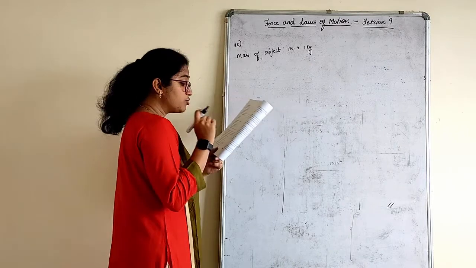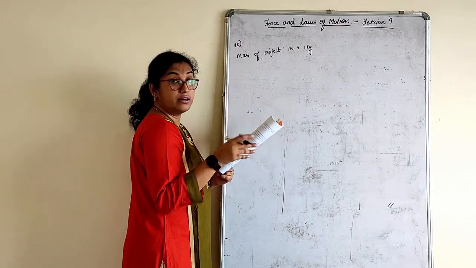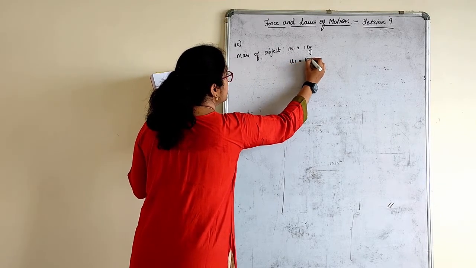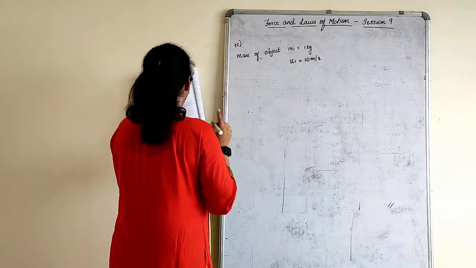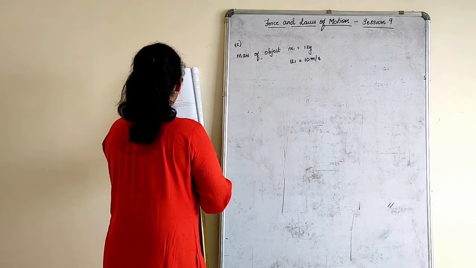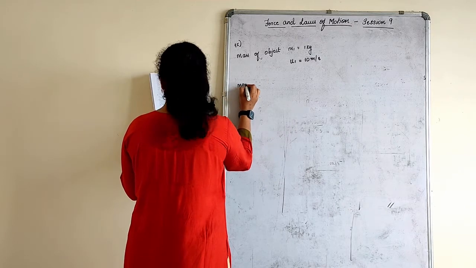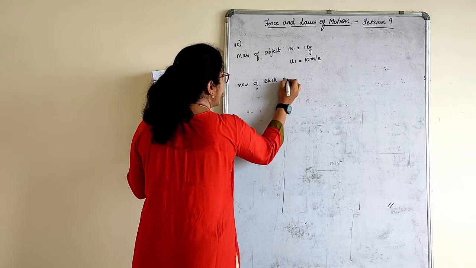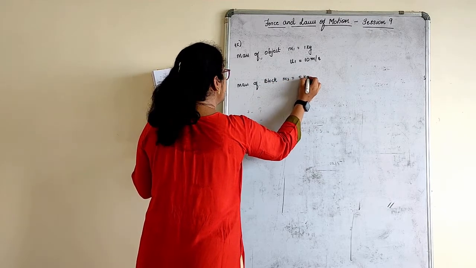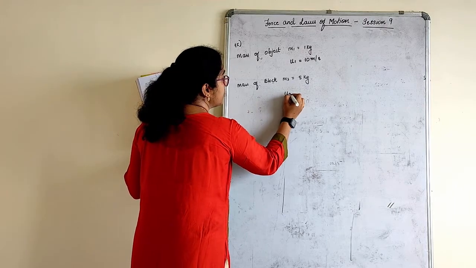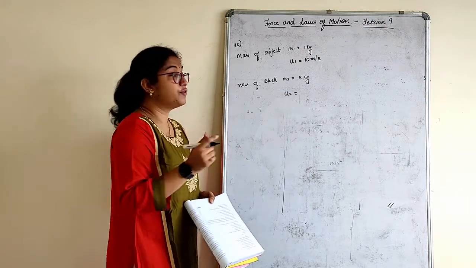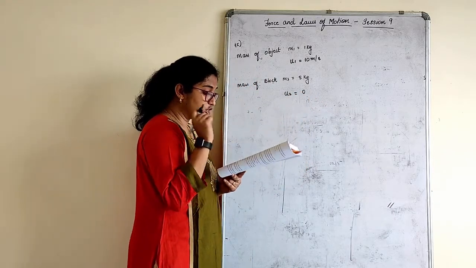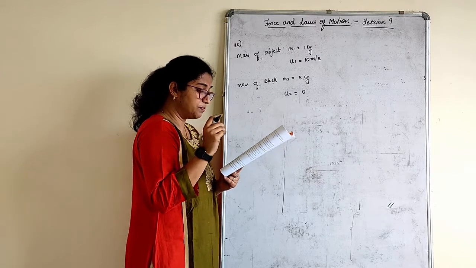Is traveling in a straight line with a velocity of 10 meters per second. So velocity of the object, I'll write below this only, how much? 10 meters per second. Collides with and sticks to a stationary wooden block, mass of block, how much? M2 is equal to 5 kg. So what is its velocity, children? They have given it is a stationary wooden block. It is 0.